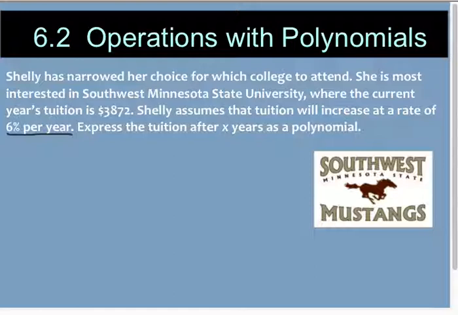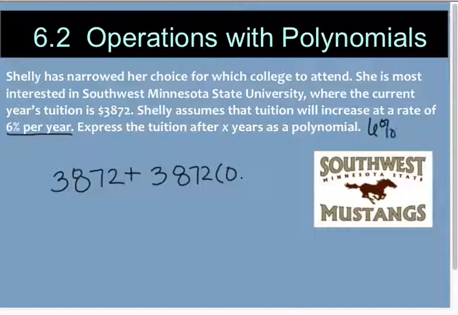Okay, so what I would do is think, if it is the first year, or year 0, she's going to pay $3,872. But every year after that, it's going to increase by 6%. So it would be my tuition, which is $3,872, times 6%. 6% as a decimal is 0.06, so times it by 0.06, and we'll let that be by x, the years. Okay, so here will be my polynomial.